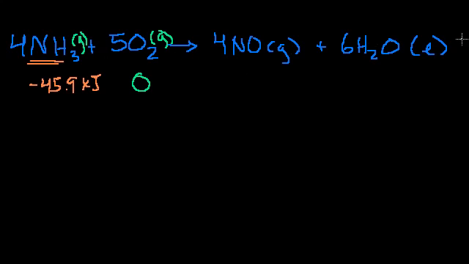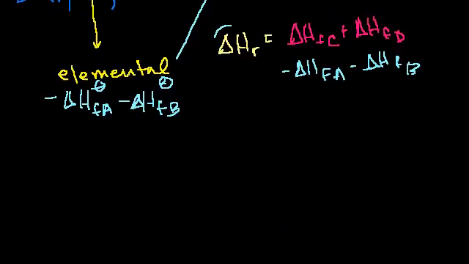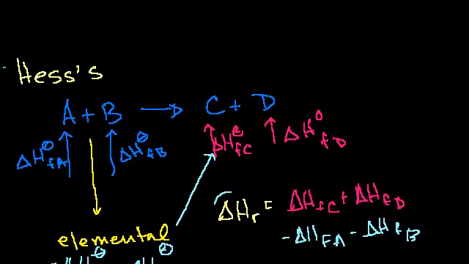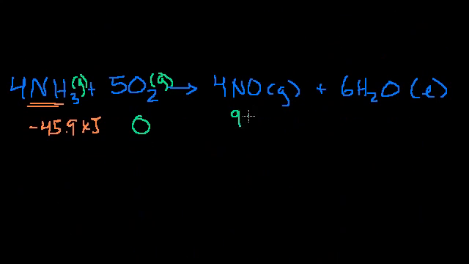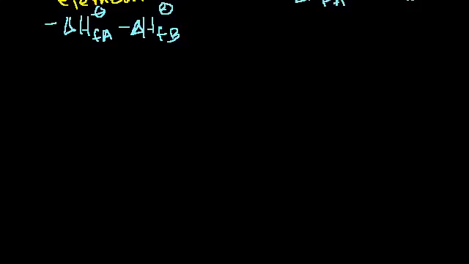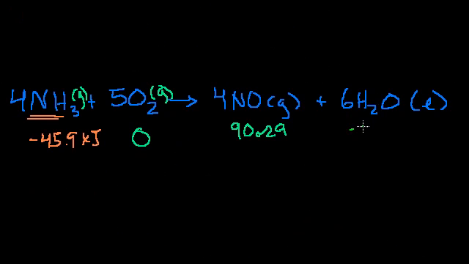Now what about nitrogen monoxide? Let's look that up. Nitrogen monoxide, I have it right here. Heat of formation, it's positive 90.29. And finally, what's the heat of formation of water? Well, let me see. Water is liquid water, minus 285.83.